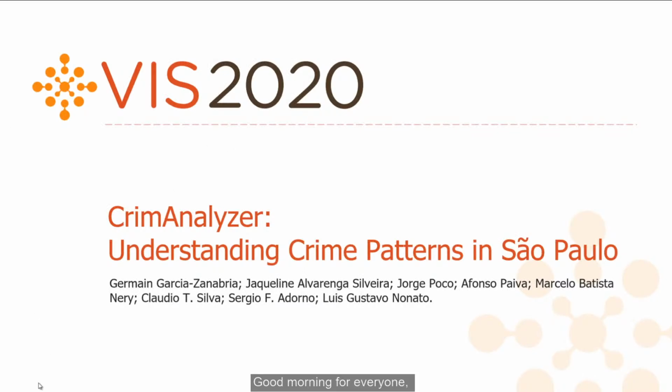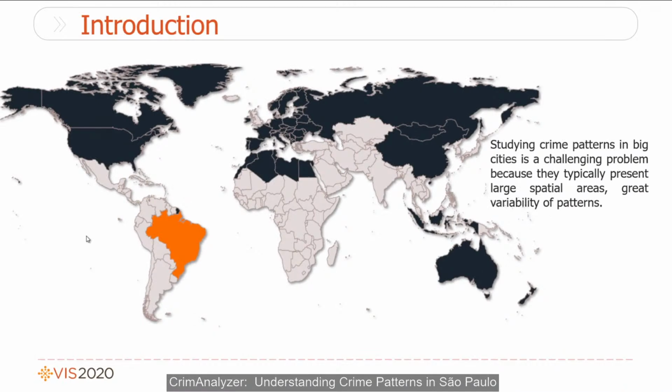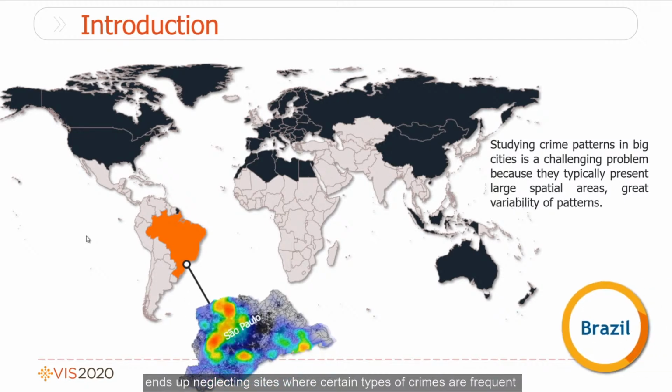Good morning, everyone. I'm going to talk about Crime Analyzer, understanding crime patterns in São Paulo. Studying crime patterns in big cities is a challenging problem because they typically present large spatial areas, great variability of patterns, and a high volume of crimes ranging from petty thefts to homicides. Moreover, the search for a high prevalence of crimes ends up neglecting sites where certain types of crimes are frequent but not sufficiently intense to be considered statistically significant.